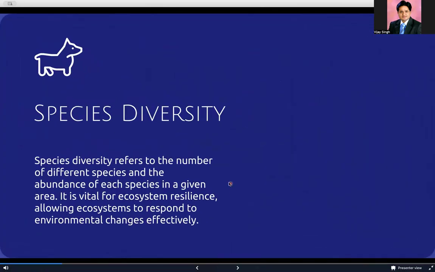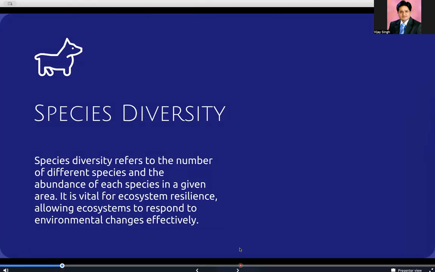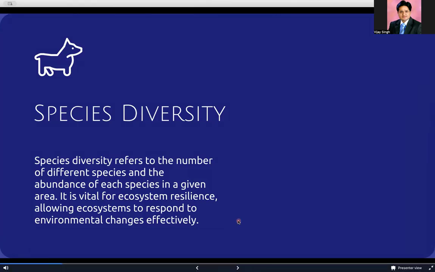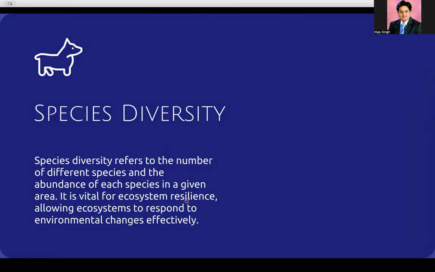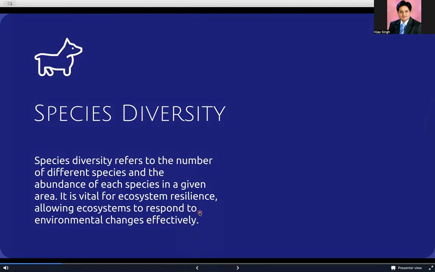So what is species diversity? Species diversity refers to the number of different species and the abundance of each species in a given area. It is vital for ecosystem resilience, allowing ecosystems to respond to environmental changes effectively.